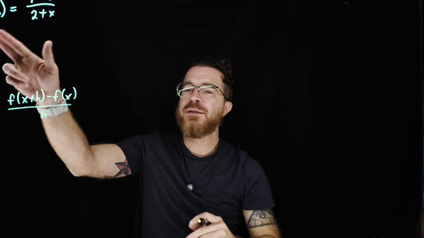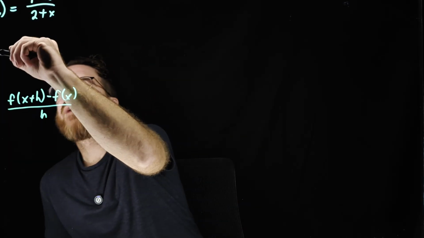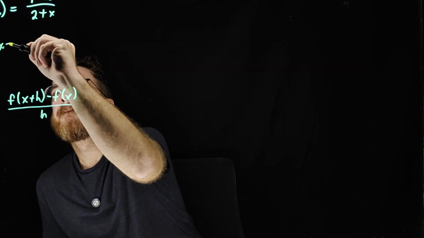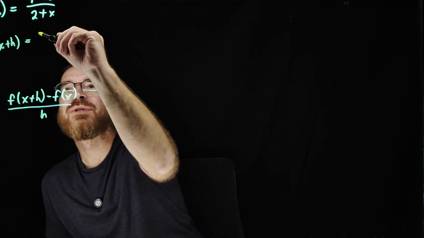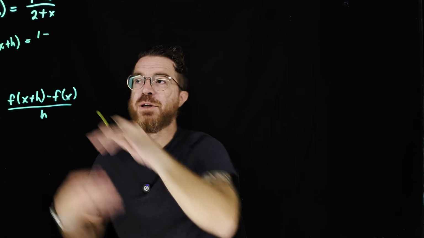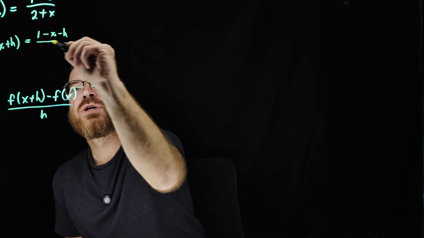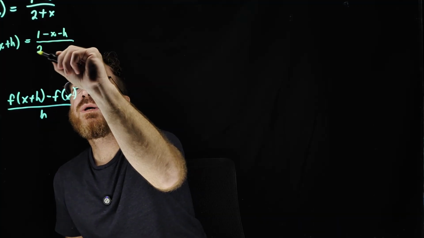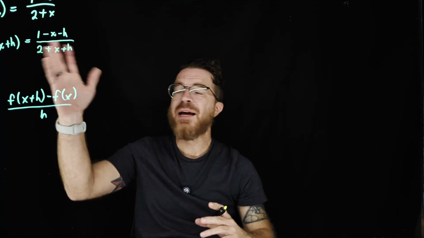So we have f of x, right? That's our function that we're given. We need to figure out what f of x plus h is. So f of x plus h is going to be, wherever there's an x, I'm going to plug in x plus h. So this is going to be 1 minus x plus h, which is going to be, I'm going to distribute that minus, so it's going to be 1 minus x minus h, divided by 2 plus x plus h. So this is my f of x plus h.